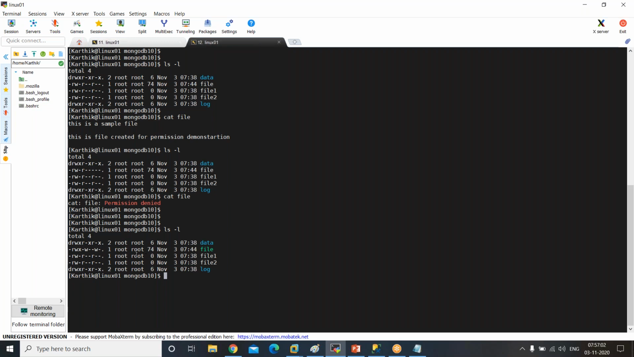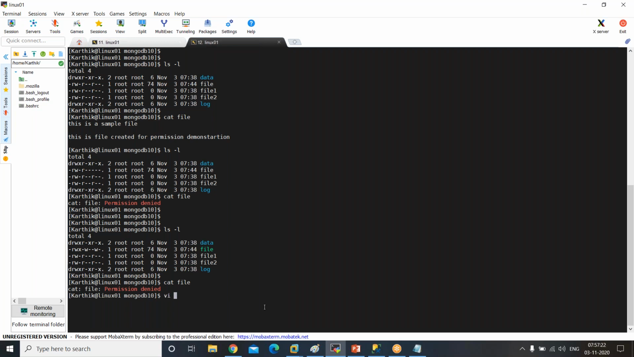He belongs to other. He is not the owner of the file. He is not part of this group. So he will become other only. So for others on this file, only write permission is given. If I'm trying to read that file, cat file, it will throw the error. But I can modify it. It is possible to modify.